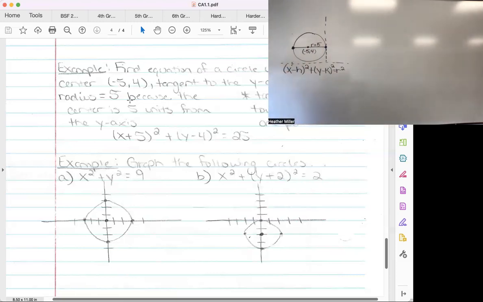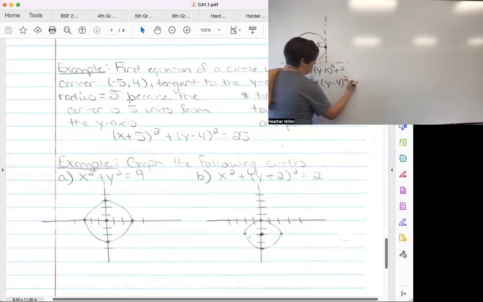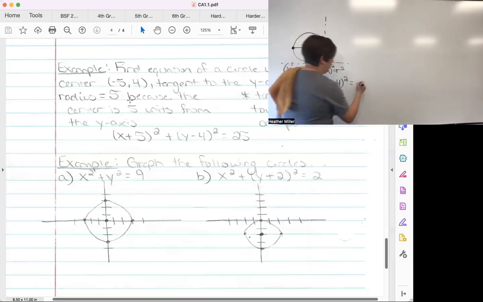So now I have my radius and I have my center, so I can write the equation of my circle. Because it's x minus my h, well, my h is negative, so it becomes a positive quantity squared, plus y minus my k, which is 4, quantity squared, equals my radius squared. Well, my radius we determined is 5. 5 squared is 25.